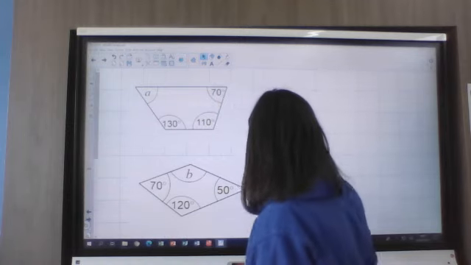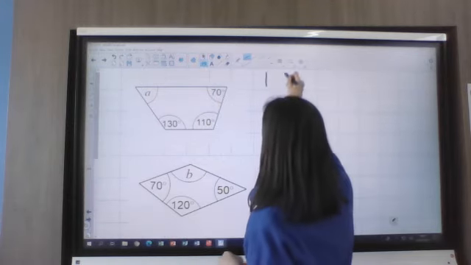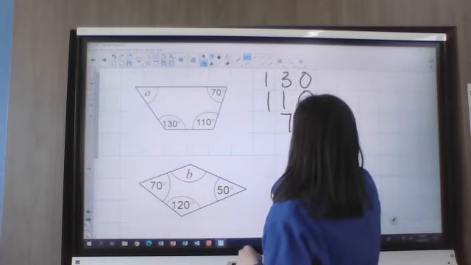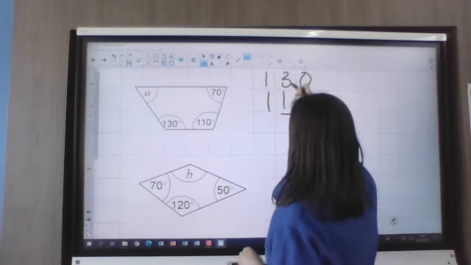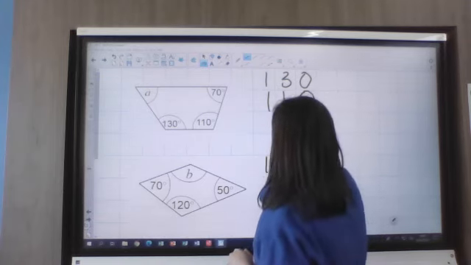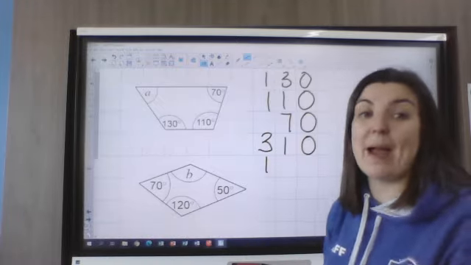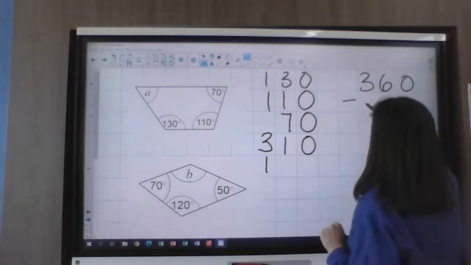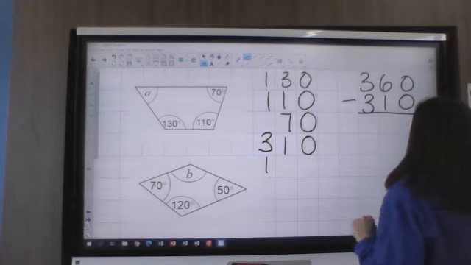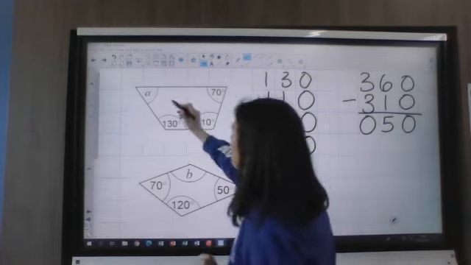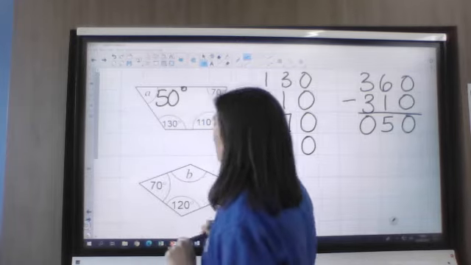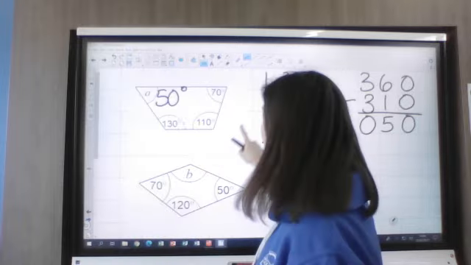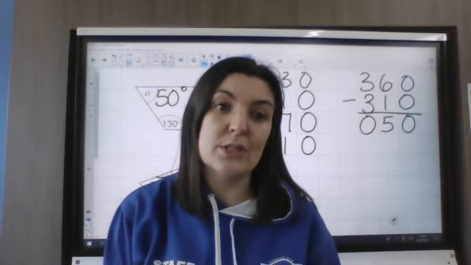You'd add the ones that you've got together. So like in this one here, I would do 130, add 110, add 70. So 7 add 3 is 10, plus 1 is 11. Then 310, and then to work out what my missing angle would be, I would do 360, take away 310. So that would give me 50. So my missing angle would be 50 degrees. So just like all the way around a point, the angles inside a quadrilateral also add up to 360.